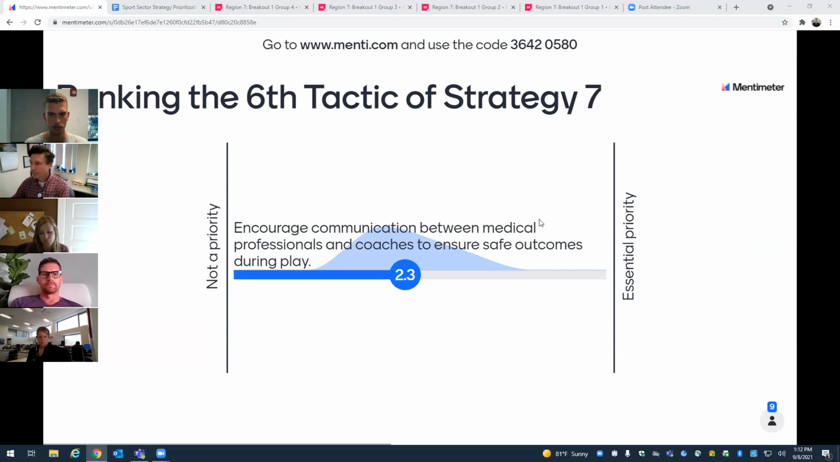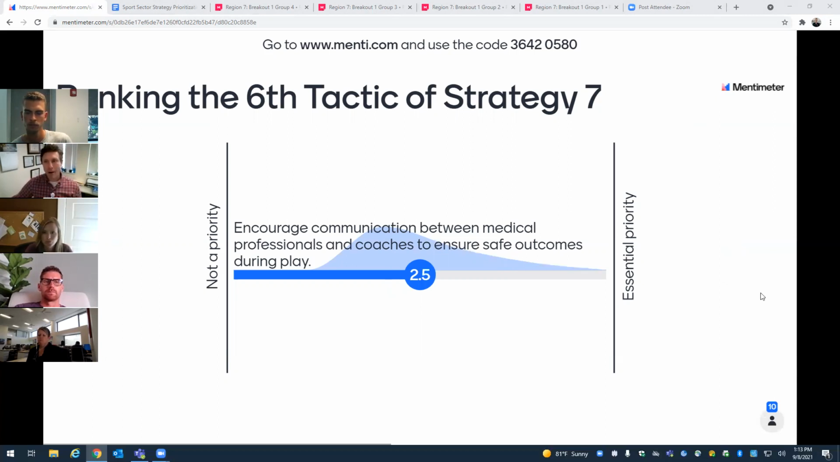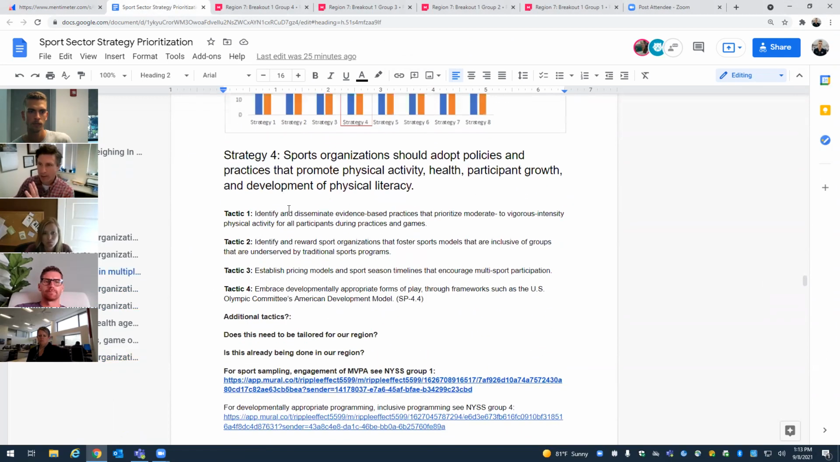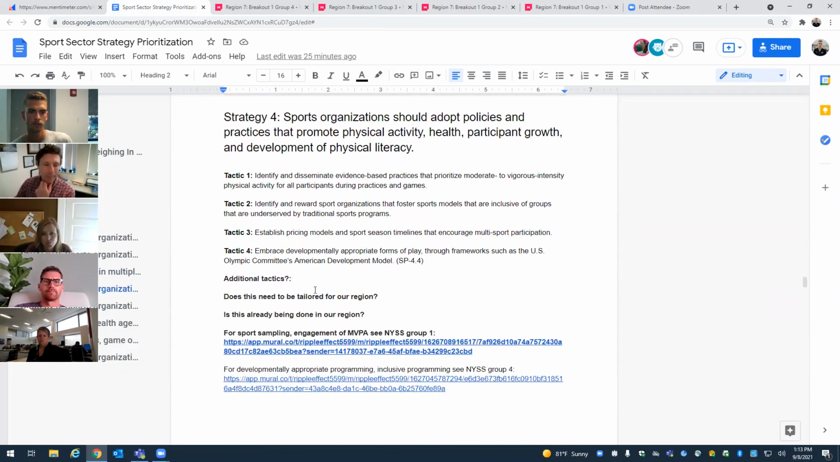The other instruction that I would give you is, in addition to ranking the priority of the tactic, we want you to consider 2 other questions. Does this need to be tailored more for our region? And is this already being done in our region by some other organization, some other entity, some other program?